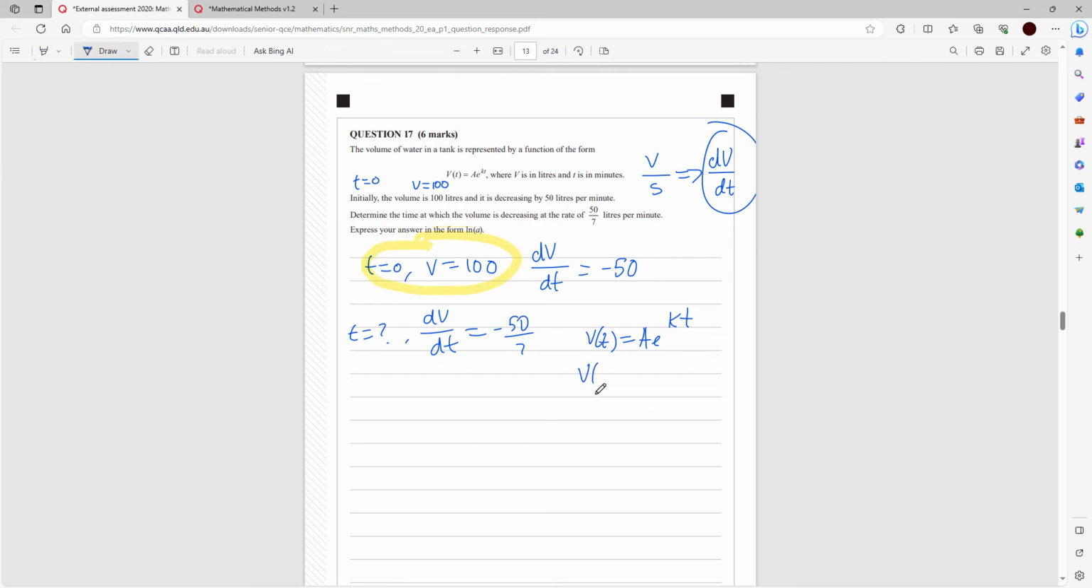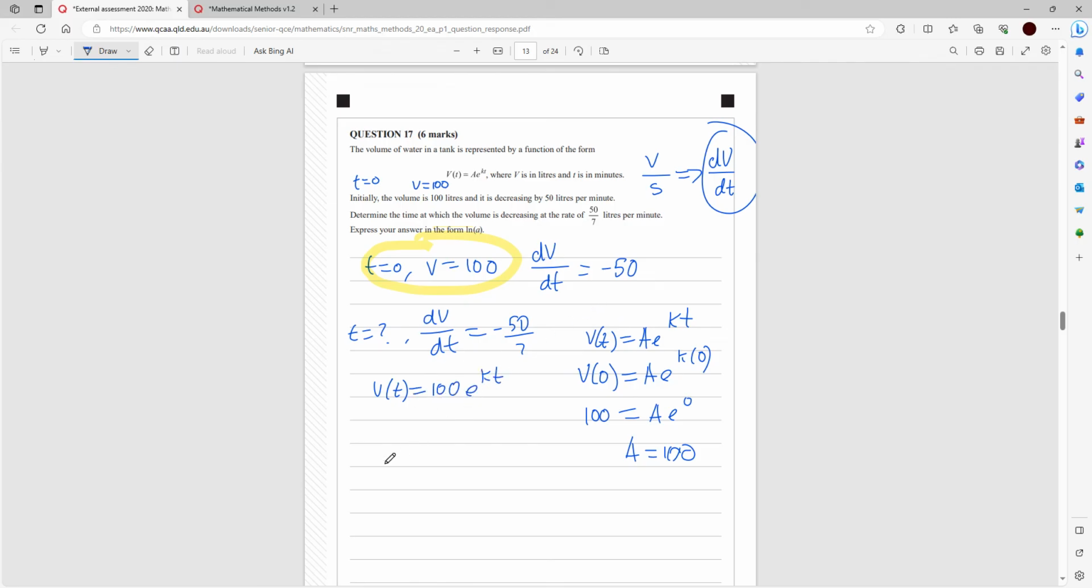So v of 0 is equal to a e to the k times 0. We know that's 100, so 100 equals a e to the k times 0, which is 0, so e to the 0 is 1, so that means a is 100. There we go. Now we know a little bit about our function here. So 100 e to the kt.